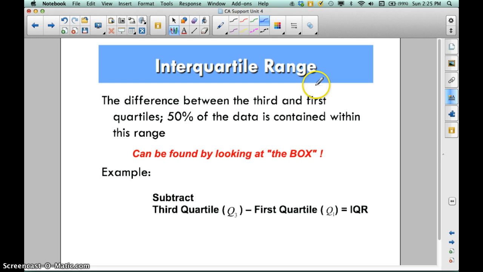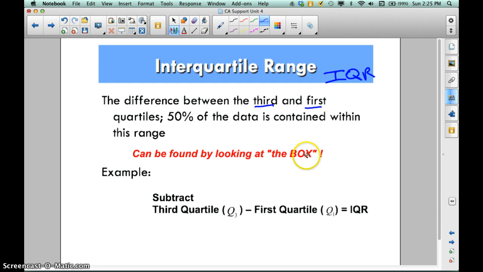We'll have some more practice with that, but let's take a look at another new term called the interquartile range. We use IQR to abbreviate this because it's quite a mouthful and it's a lot to write. The interquartile range, if you remember, just range was the difference between the biggest number and the smallest number in a data set. Well, the interquartile range is the difference between the third quartile and the first quartile. And this can be found by looking at the box.